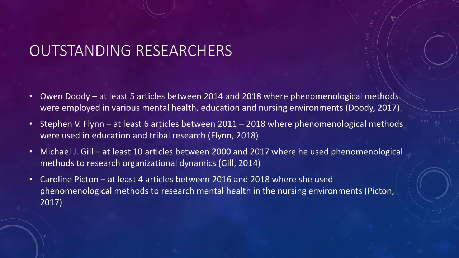Michael J. Gill has published 10 articles between 2000 and 2017 where he's used those methods to research organizational dynamics in a number of different types of organizations, from corporations to not-for-profits. So again, a consistent approach with the methodology, providing a wealth of article publications, and again, I would consider him another person to follow in his use of the research method.